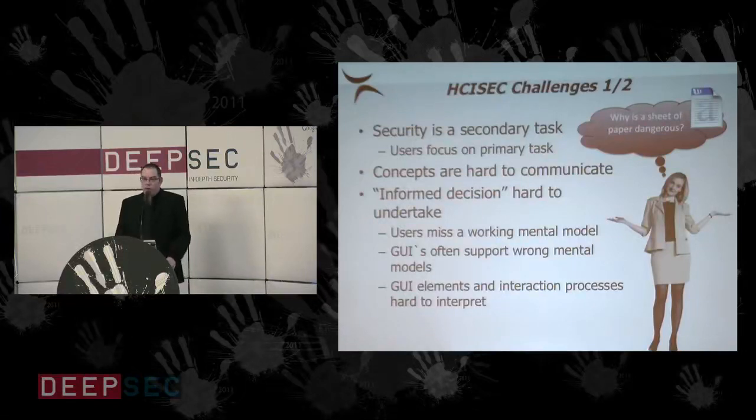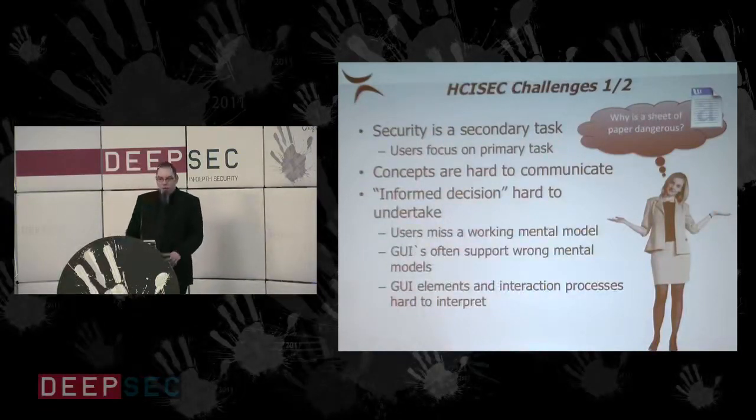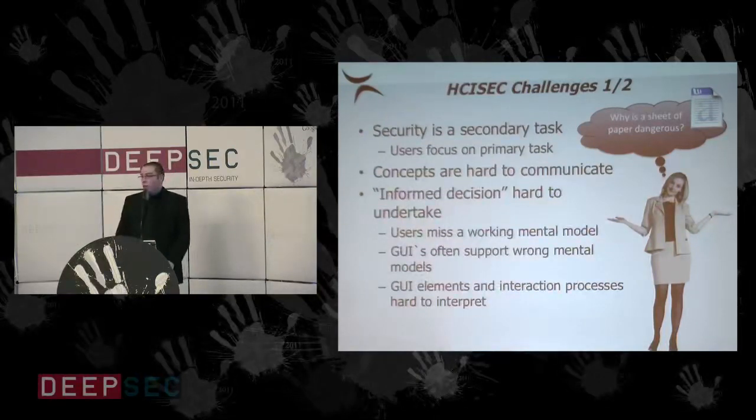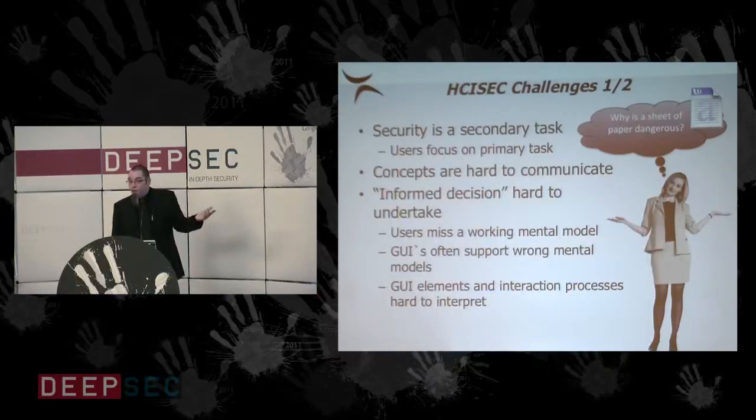Imagine, for example, complex privacy stuff like anonymous credentials, which are not very widely spread until now, but which is a very complex concept, and it will be very hard to build applications which communicate this complex concept accordingly. I have also already been talking about informed decisions, and they are really hard to undertake because users, as we have seen, very often miss a working mental model.